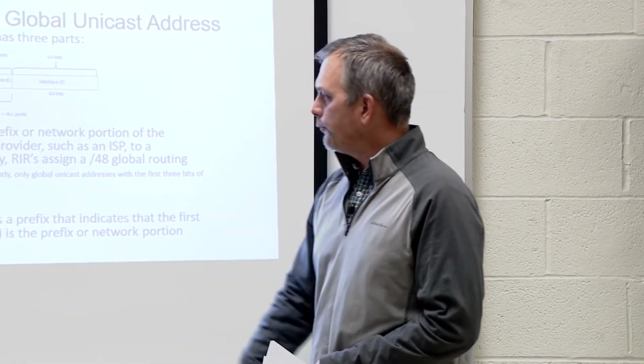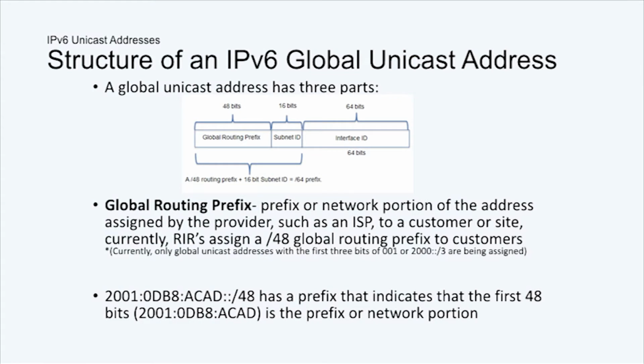The global routing prefix is the network portion of the address, usually assigned by the provider, like an ISP, to usually a customer or a site, again representing the first 48 bits. Currently today, all global unicast addresses start the same with bits of 001, which equate to 2000 in hexadecimal representation.